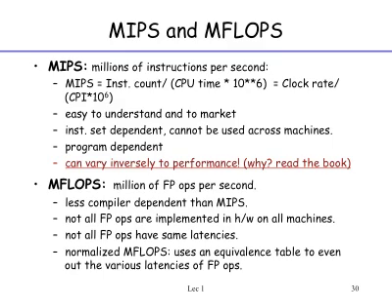MIPS and MFLOPS: millions of instructions per second, and millions of floating point operations per second. Let's first talk about MIPS, millions of instructions per second. The definition is simple. It's measured in terms of the instruction count divided by CPU time. It's equivalent to the clock rate divided by the CPI. It's very easy to understand and easy to market.